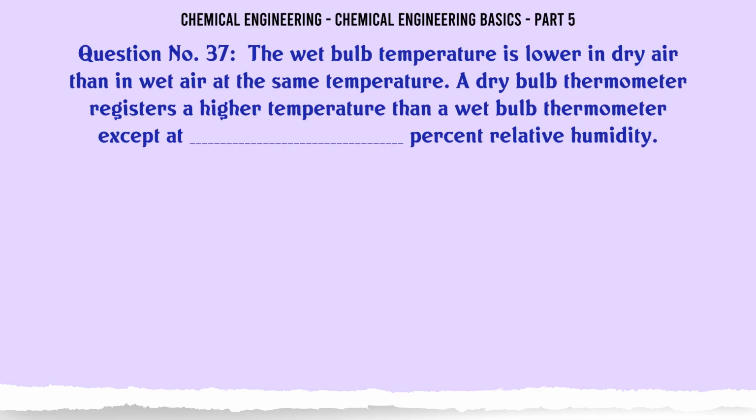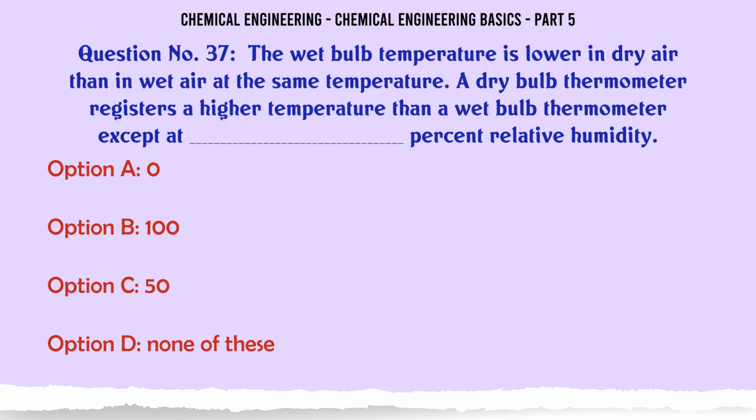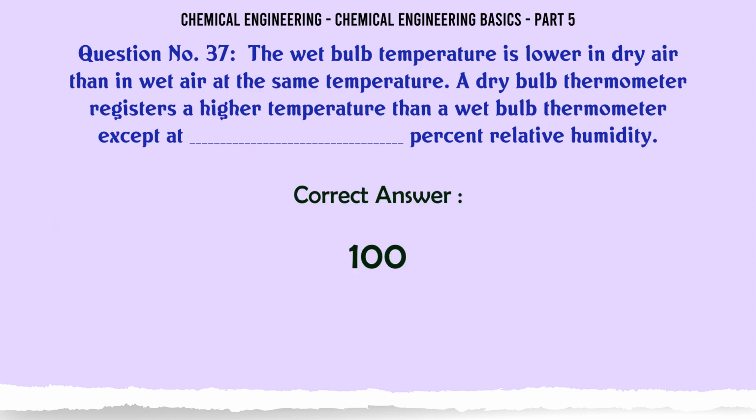The wet bulb temperature is lower in dry air than in wet air at the same temperature. A dry bulb thermometer registers a higher temperature than a wet bulb thermometer except at blank % relative humidity. A. 0, B. 100, C. 50, D. none of these. The correct answer is 100.